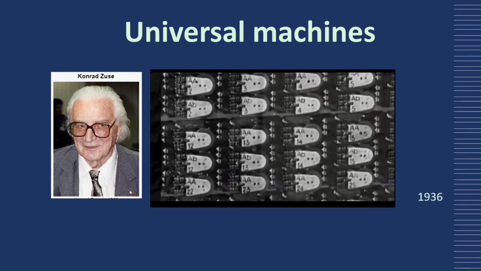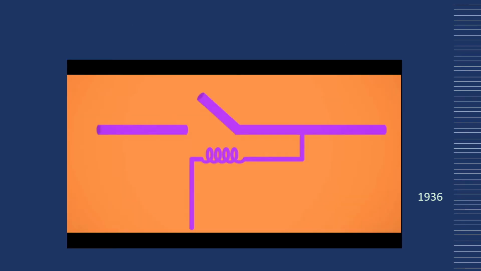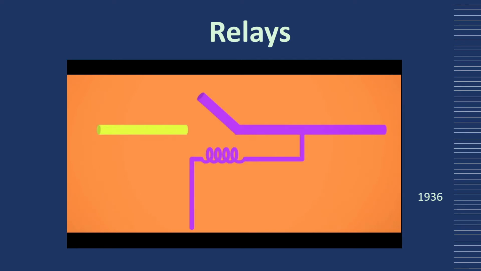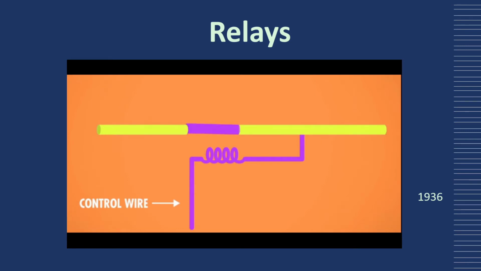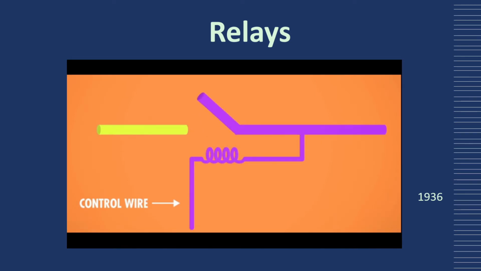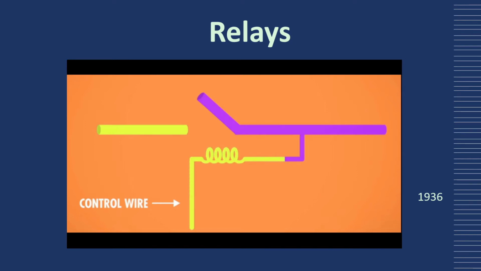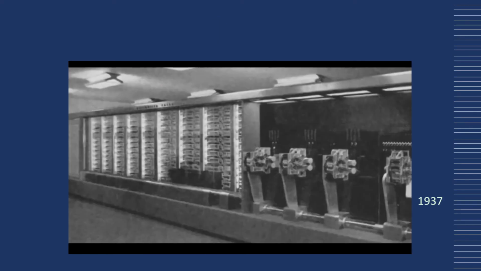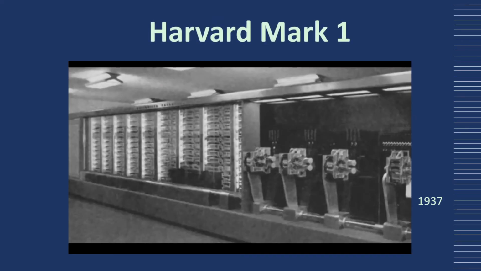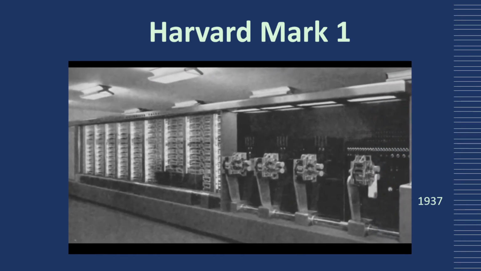The use of relays was common at that time. Relays are like water taps. They had an electric coil which attracted the metal arm, completing the circuit. There was a control wire which controlled the flow of electricity. It was connected to a coil which would magnetically attract the metal arm, completing the circuit. But this was very slow. In 1937, the Harvard Mark I was made by IBM entirely with the use of relays.